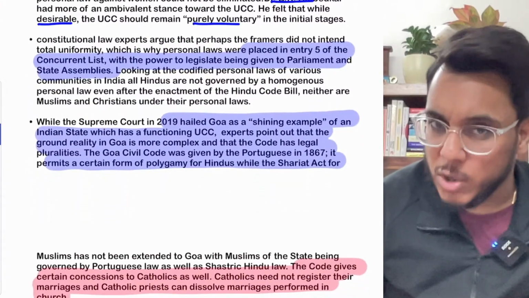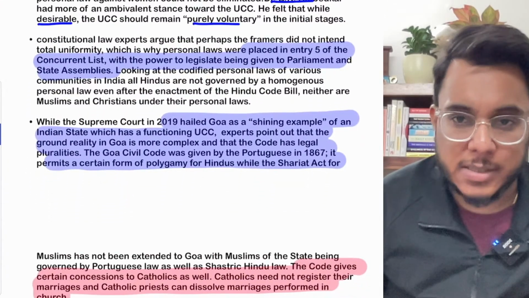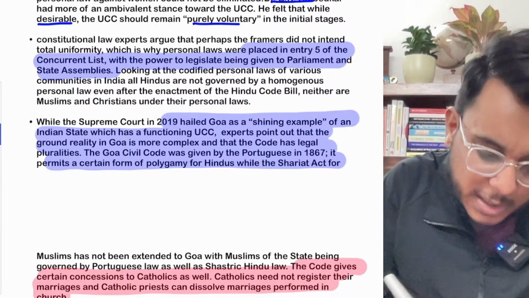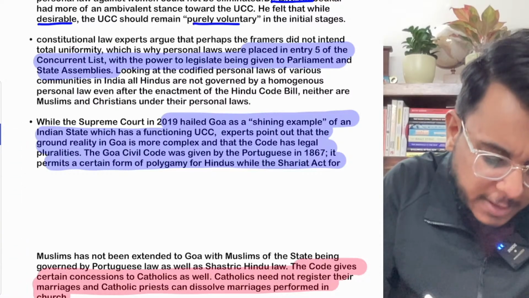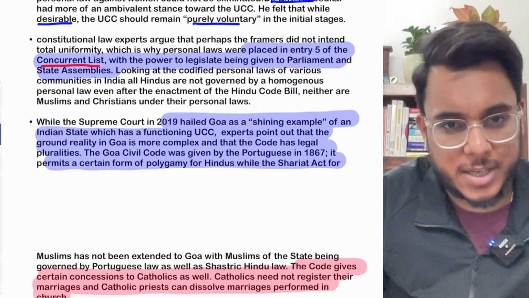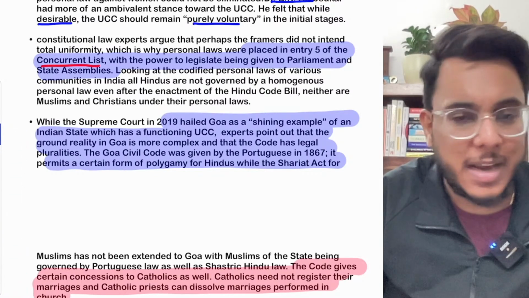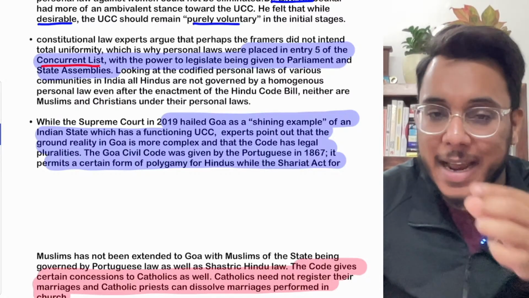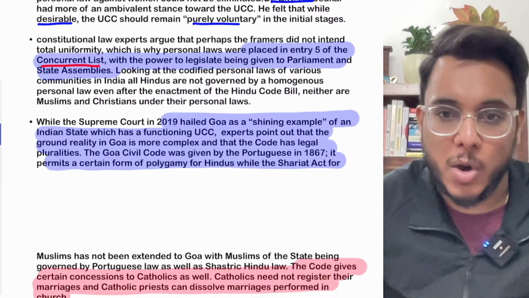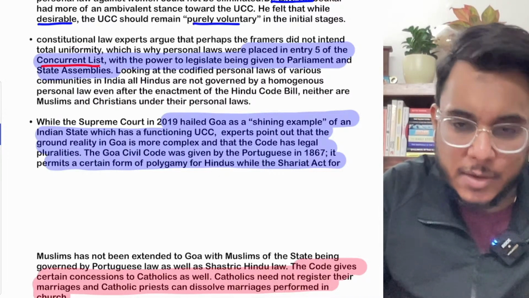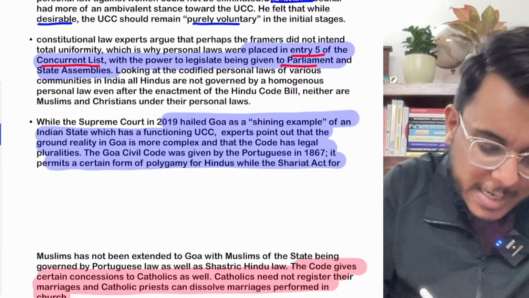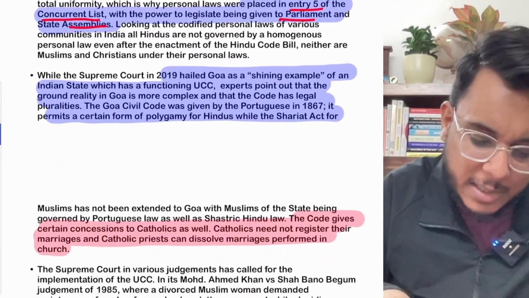So what was done? The constitution framers added the matters related to the UCC into Entry number 5 of the Concurrent List. The Concurrent List is the list in the Seventh Schedule, according to which there are certain matters in which both the center as well as the state governments can frame law. So within the Concurrent List, the uniform civil code was placed. Therefore, Parliament and state legislative assemblies both were given the power in this direction.